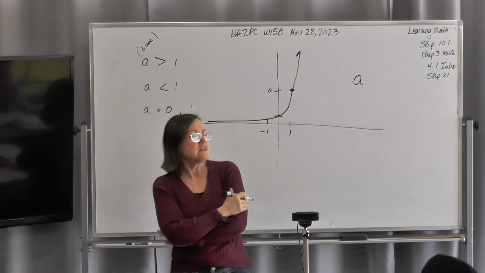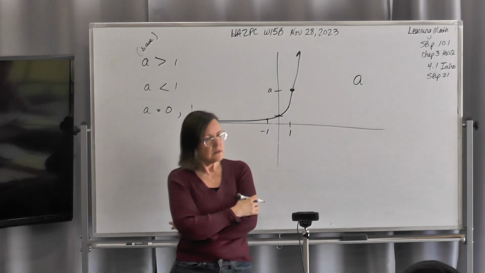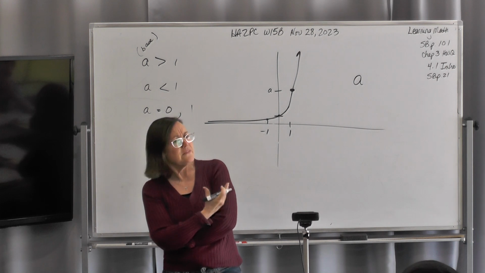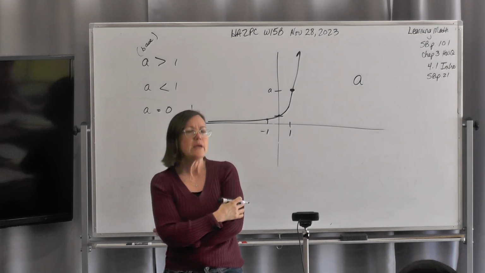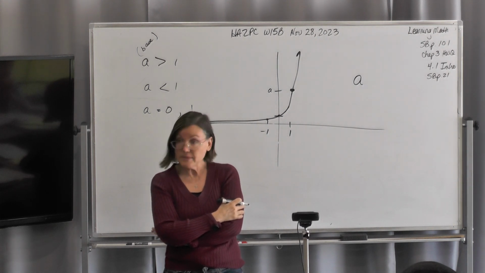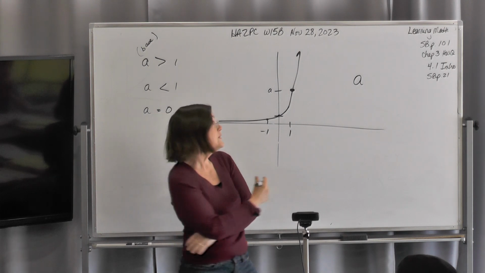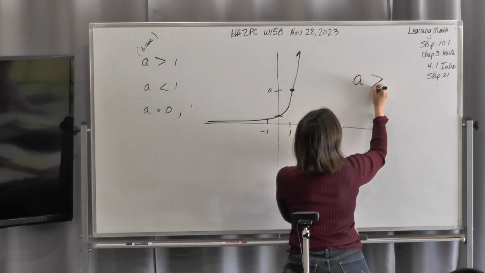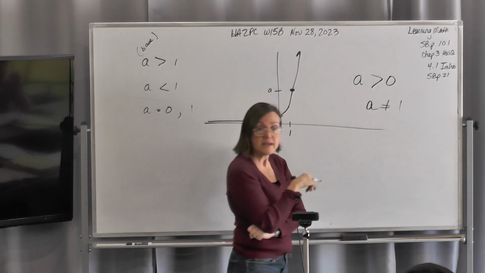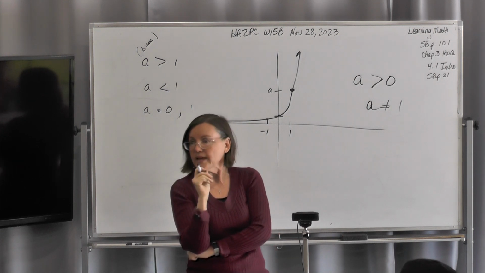There's another number, think about it, that can't be a base. What would happen if a was 1? It would always be 1. It would be a constant function, okay? So we do have limits. a cannot be 0. a cannot be negative, okay? So a has to be greater than 0, but a cannot equal 1, okay? So we're going to kind of keep that in mind, and just think about what would happen if it was, right?